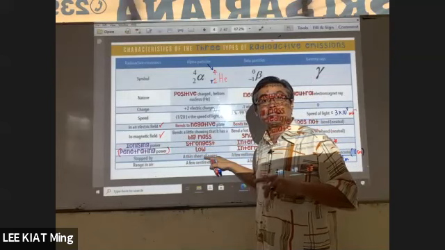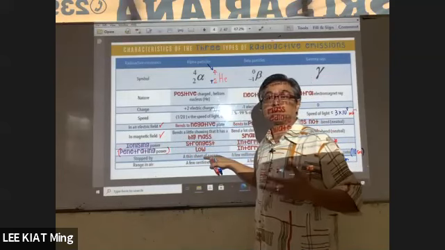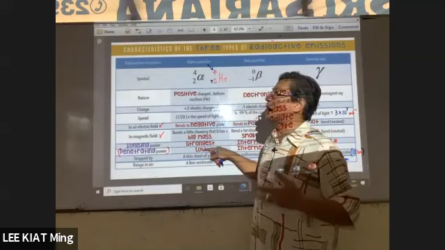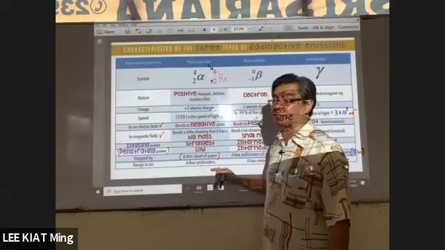That's why we call it the most harmless ray among the three. It doesn't harm any human, and it can be stopped by only a piece of paper. A piece of paper is able to stop alpha. And in the air, it can only penetrate a few centimeters.